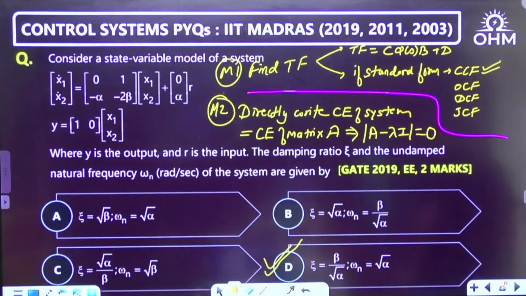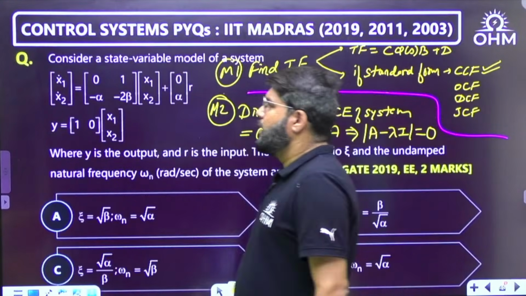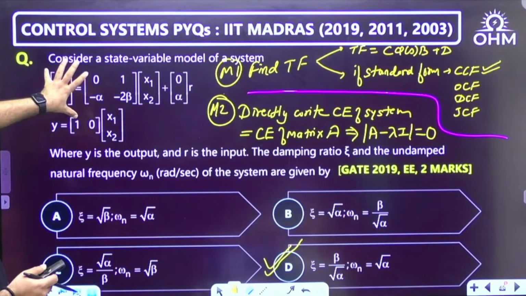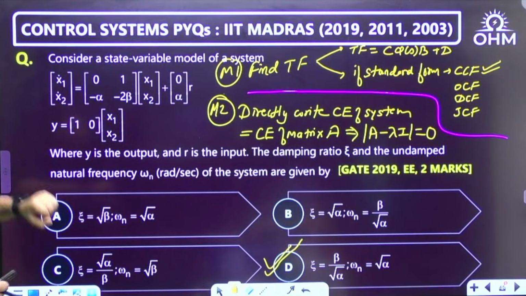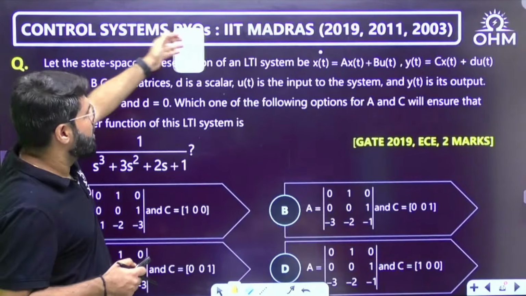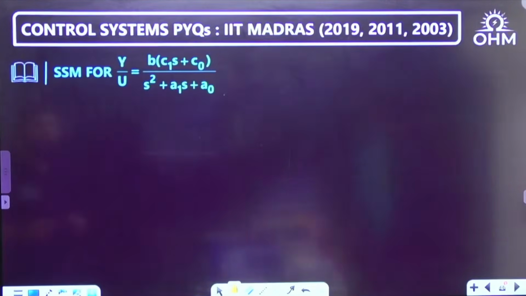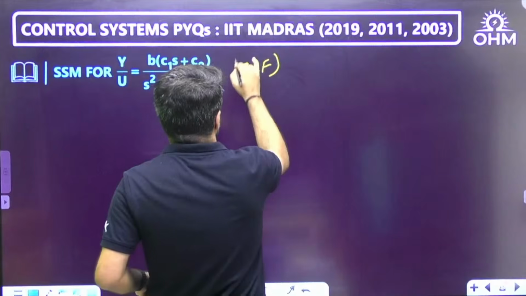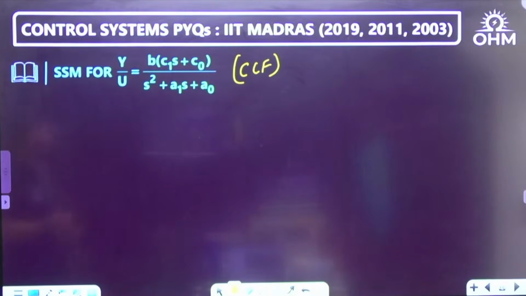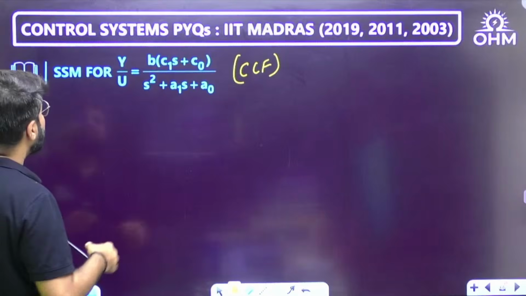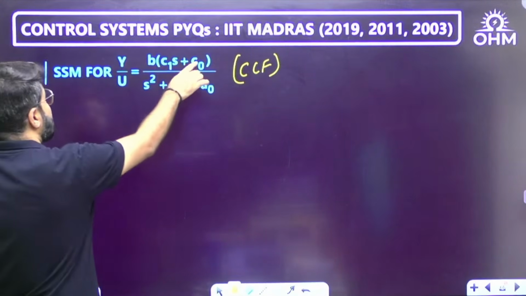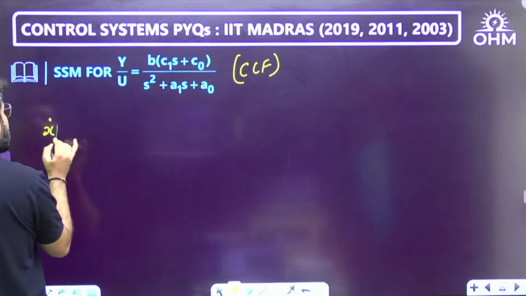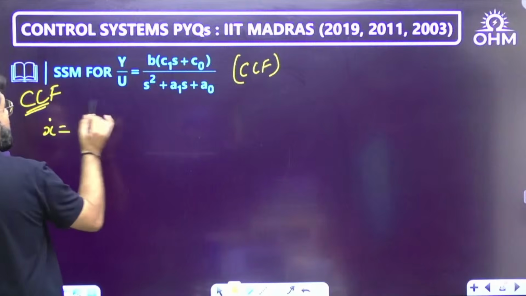Okay, fine. Now, this question, if you wanted to find the transfer function, is actually a CCF model. Before we go to the next question, this is an EC 2 mark question: state space model for the second order system, CCF. I'll just brief out the CCF here. Whenever there is the transfer function C1s plus C naught upon S square plus A1s plus A naught, the state space model turns out to be the CCF state space model.